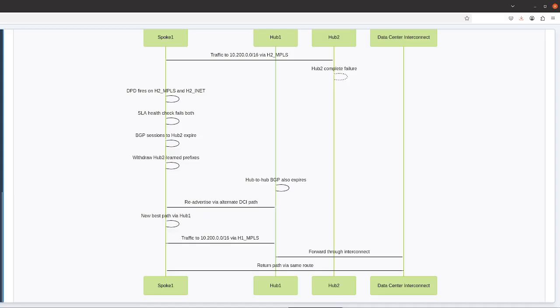When Hub 2 eventually recovers, BGP sessions re-establish, prefixes are re-advertised, local preference kicks back in, and traffic migrates back to the direct Hub 2 path. This is the multi-hub design working exactly as intended.